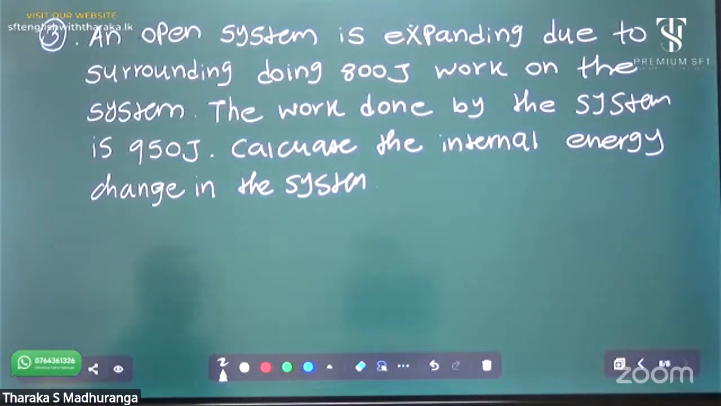An open system is expanding due to the surrounding doing 800 joule work on the system. Try to understand in the correct direction. The work done by the system is 950 joules. Calculate the internal energy change in the system. Energy change means final energy minus initial energy always, right? It's a good question. It's an exam type question now.